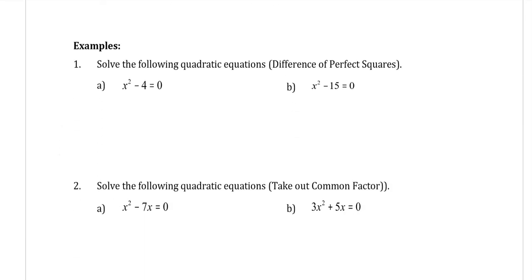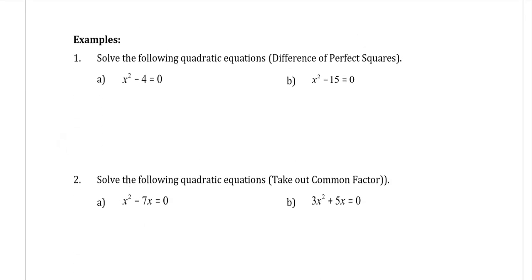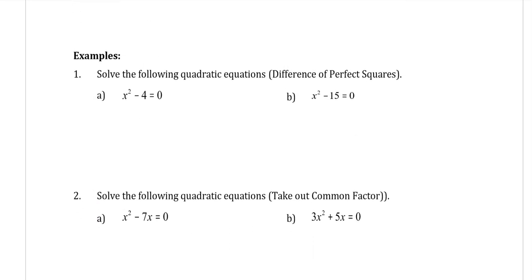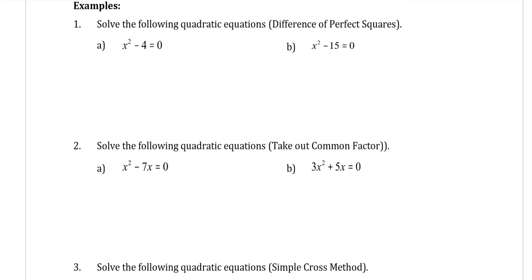Okay, here are our questions, and we can see in here that we're going through the different types of factorising that we have learned. We've got difference of two squares, common factor, cross method, and so on. So let's look at question 1. Solve the following quadratic equations using difference of perfect squares.